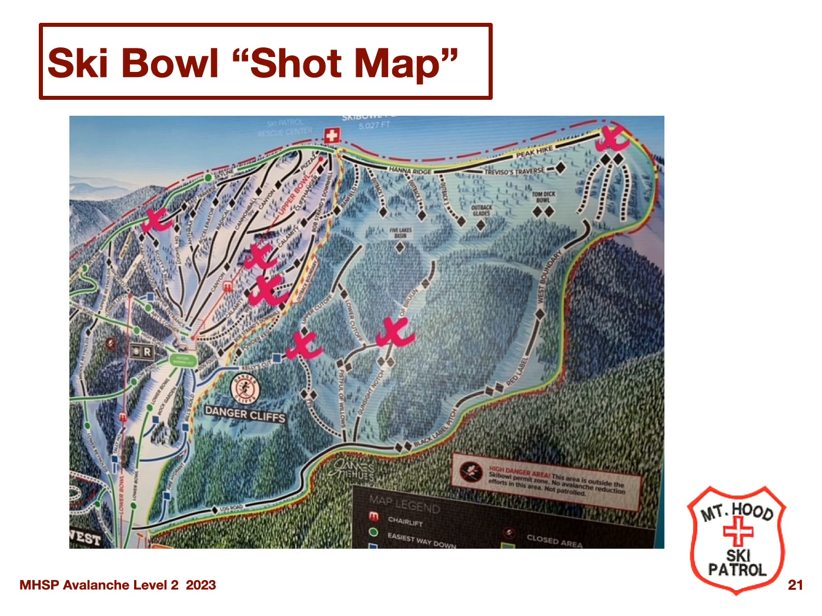This figure shows a shot map for Ski Bowl. The red X marks where the hand charges are placed to trigger a release. The map was developed based on the avalanche history of this terrain.